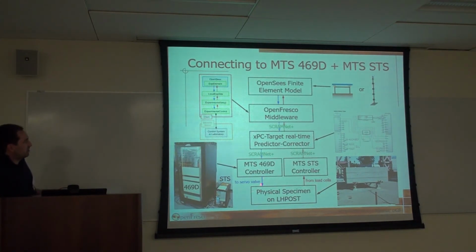So this is the same detail I just showed. Basically, that's their setup here in the lab. You see the 469D controller box here, and then you see the STS next to it. And everything is connected with the ScramNet Plus, the older version of the ScramNet.